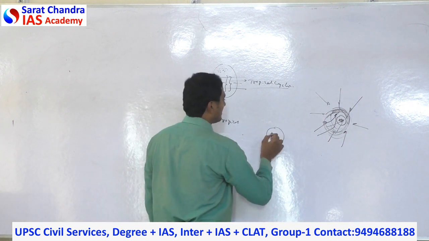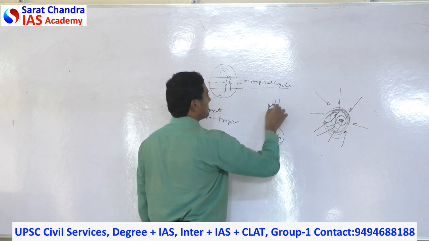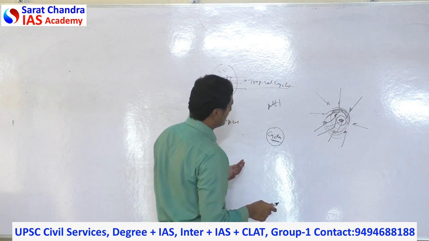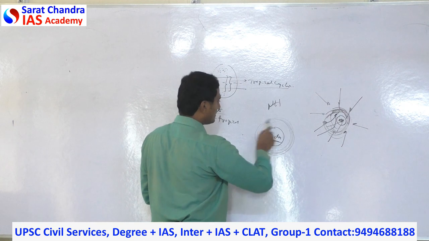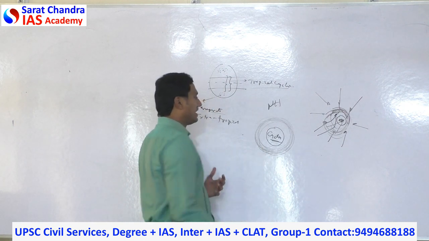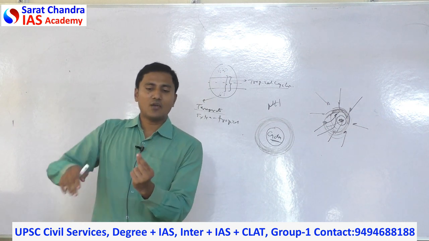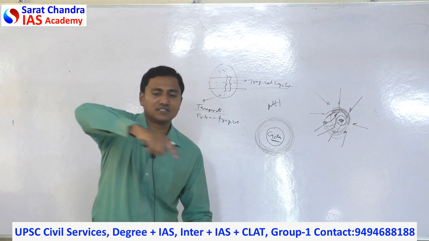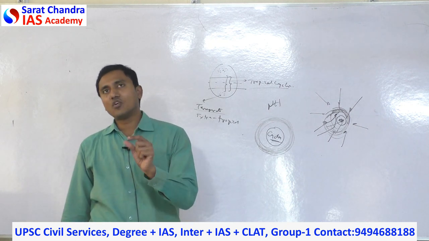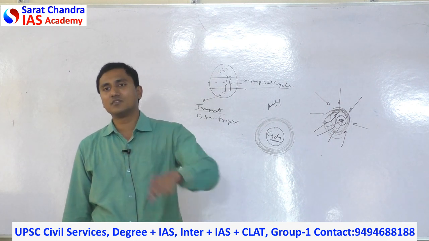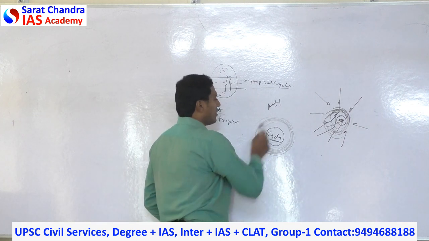The cyclone in the northern hemisphere occurs in the anti-clockwise direction. Anti-clockwise means like this, right? It moves like this only. It moves in the anti-clockwise. Remember, it's very important. Around the cyclone, circulation of winds in the northern hemisphere is anti-clockwise. Cyclone in southern hemisphere, the winds will move in the clockwise direction. Okay. So friends, now the winds keep on moving around.